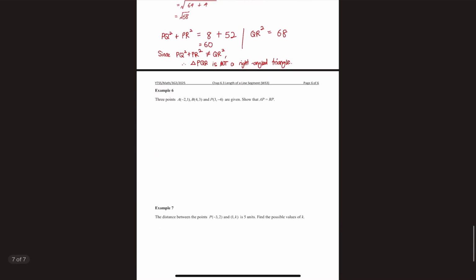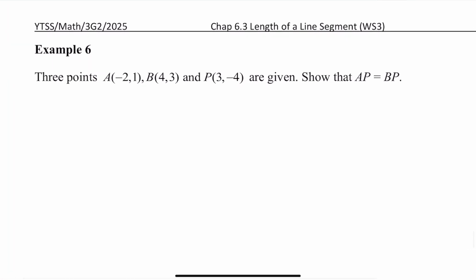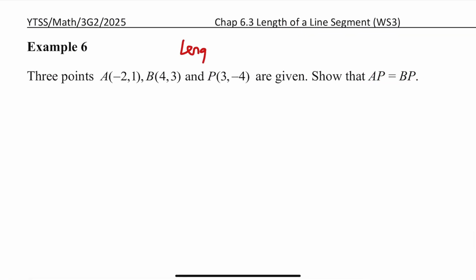Alright, let's now move on to the last two examples. Let's look at example 6. Very simply, given 3 points, show that AP is equal to BP. So very simply, apply your length formula. I write out the formula here again in case you have forgotten. I would like you to try this by yourself first before you watch this video. Very easy one, just apply the formula.